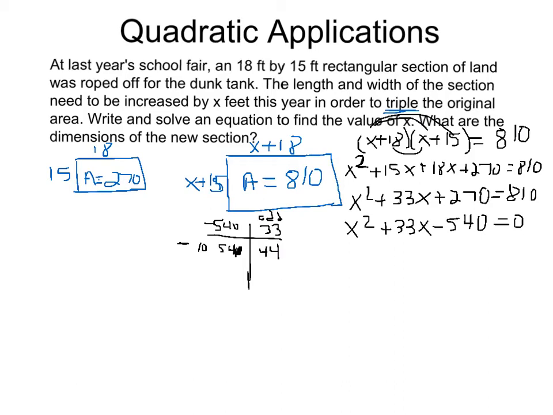So then I go down. I don't know which direction to go, so I'm going to go down. So if I do negative 9, so if I do negative 540 divided by negative 9, that tells me that 9 times 60 is 540.